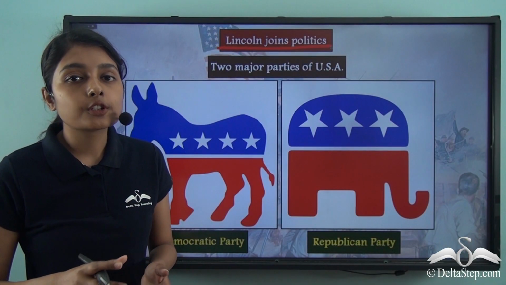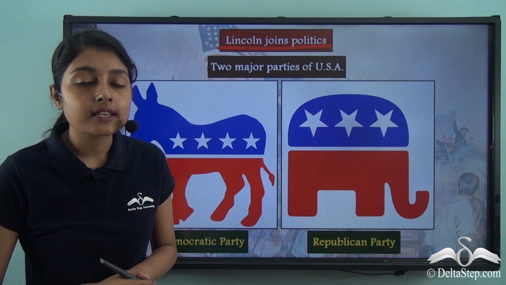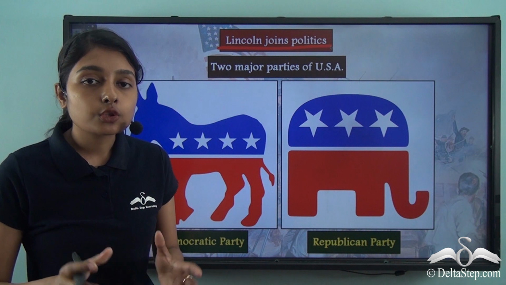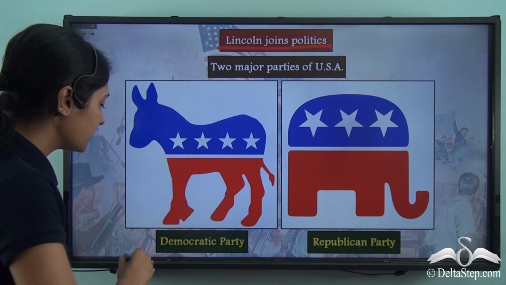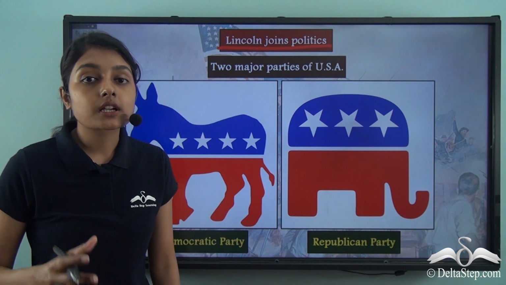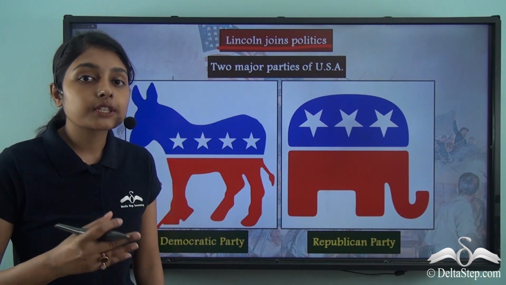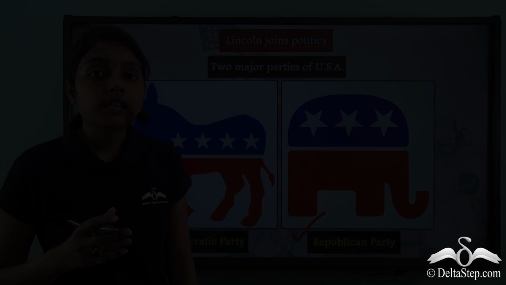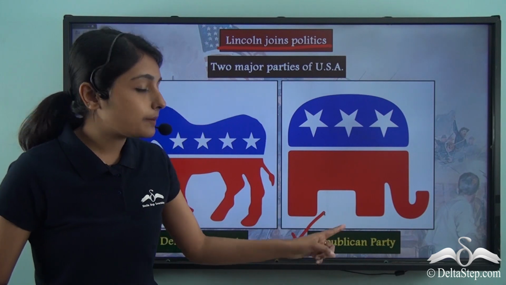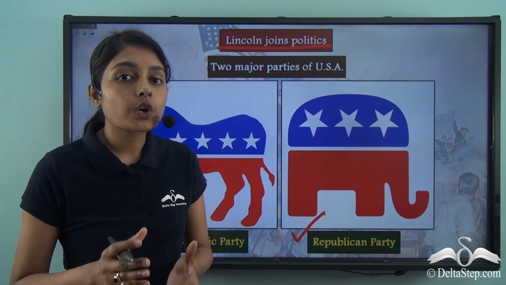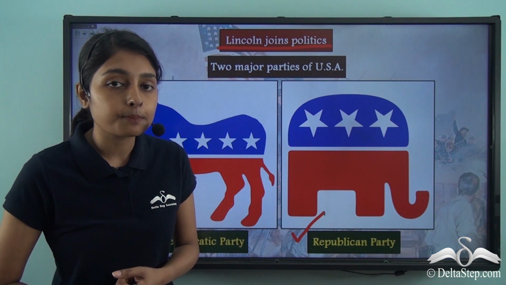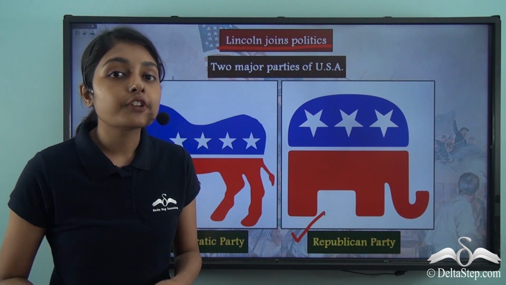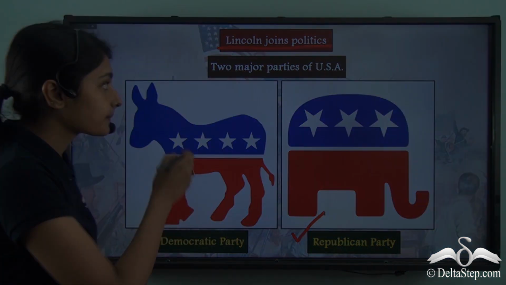Like any normal person who wants to join politics in the US, Abraham Lincoln also had two options to choose from. The two options were the Democratic Party, that was the Conservative Democratic Party, and on the other hand was the more liberal Republican Party. Lincoln joined the Liberal Republican Party. Now let us find out what happened after he joined the Republican Party and how various people were responding to his decision of joining the Republican Party.